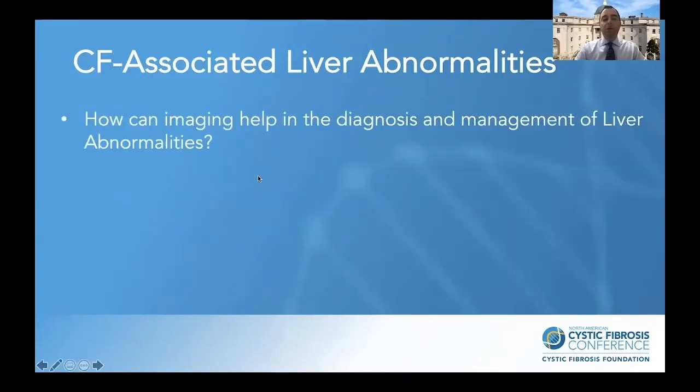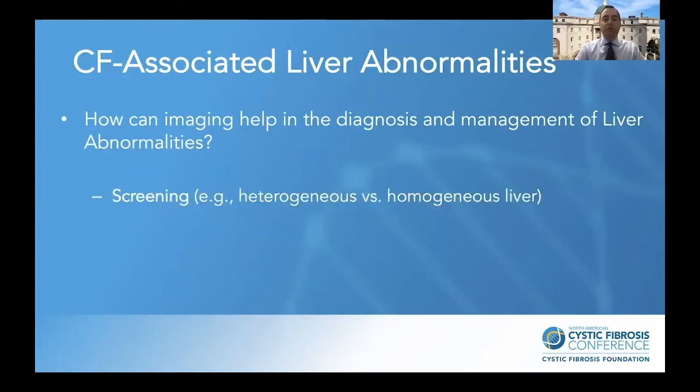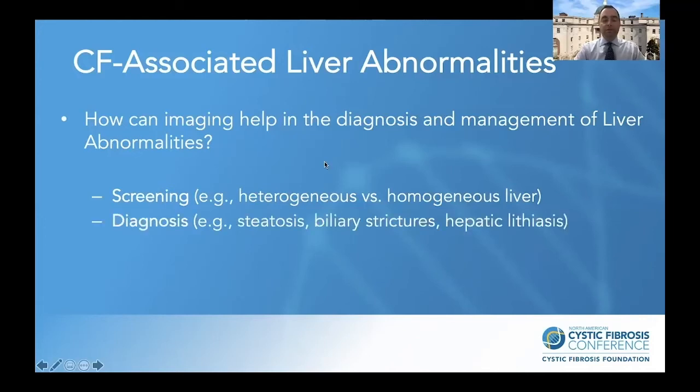So therefore, how can imaging help in the diagnosis and management of liver abnormalities? One, it may be useful in the screening of patients with CF, including an ultrasound finding, for example, of heterogeneous liver versus homogeneous liver as an initial baseline screening modality. It has a clear role, of course, in the diagnosis of patients with liver abnormalities, finding, for example, steatosis or fatty liver, biliary strictures, and hepatic lithiasis.